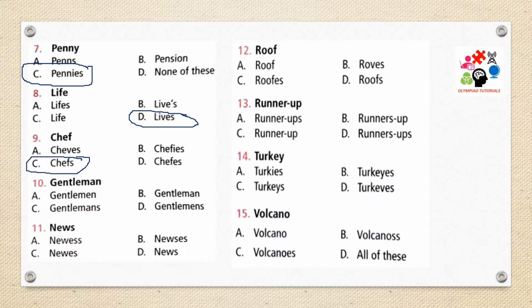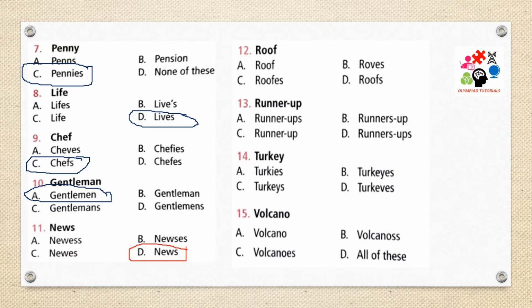Gentleman. Now here man will become men and the word gentle is going to remain as it is, that is gentlemen. Gentleman, plural form is gentlemen. Next, news. News will remain news. Few words like deer, news, furniture, these words can be used for both singular and plural forms also.